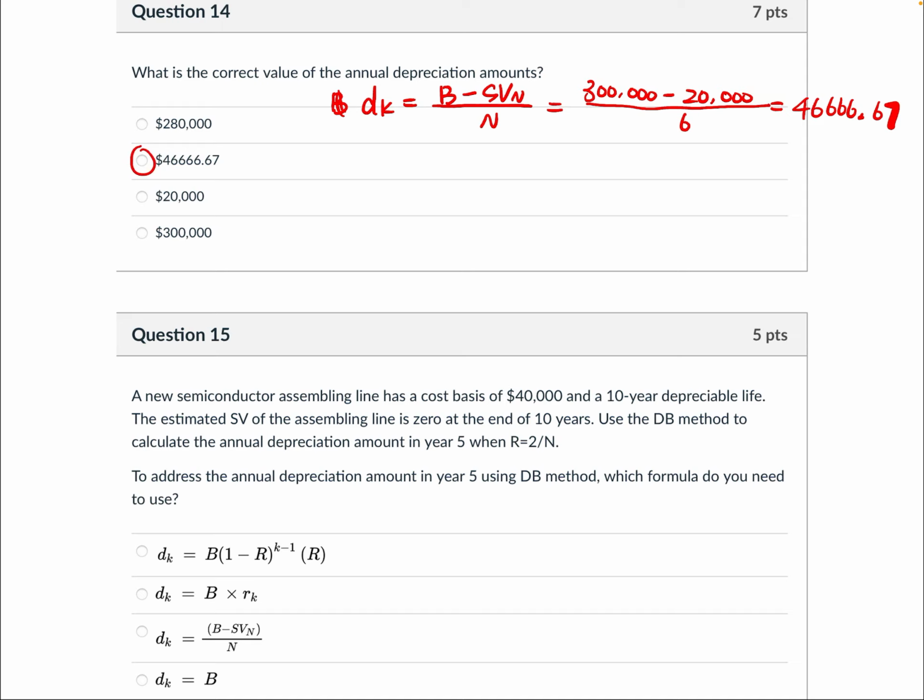Okay, the next question is about the DB method. A new semiconductor assembling line, that is an asset, has a cost basis of 40,000. So that's your B, and a 10-year depreciable life. This is your N. The estimated SV is 0 at the end of 10 years. Use the DB method, and you are told that the rate R is 2 over N, so it's 2 over 10, which is 0.2.